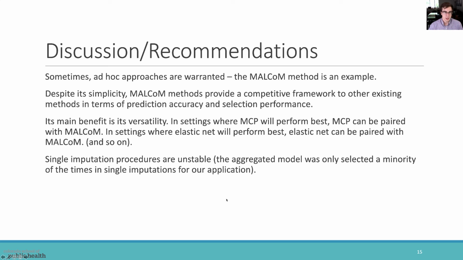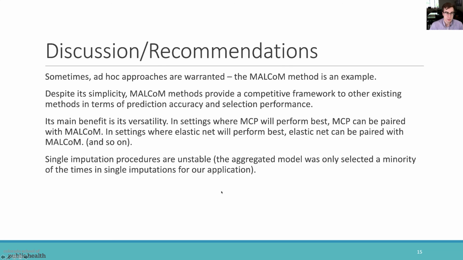So finally, some discussion. I do think it's worth noting that sometimes ad hoc approaches do work and are warranted, the Malcolm method being an example of that. So despite its simplicity, Malcolm methods do competitively to other methods in terms of predictive accuracy and selection performance. And I really think its main benefit is its versatility. So in settings where MCP will perform best, MCP can be paired with Malcolm. Settings where Elastic-Net will perform best, Elastic-Net can be paired with Malcolm, and so on and so forth. This is true for any kind of model selection procedure, really.